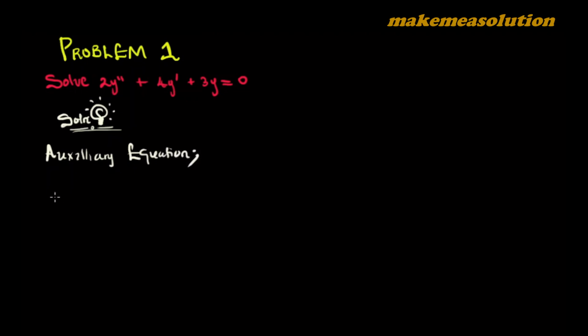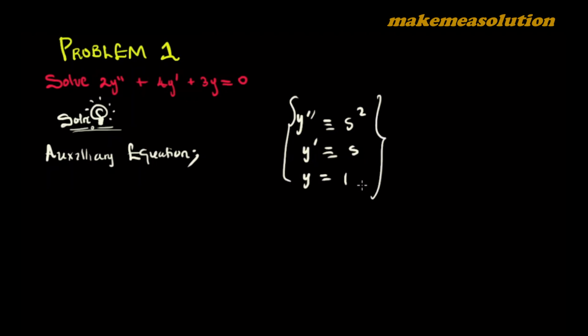The auxiliary equation can actually be gotten by, let me teach you the shortest way of getting it. You're going to replace y prime prime with s squared, you're going to replace y prime with s, and you're going to replace y with 1. So this is the trick. The variable that I'm using for my auxiliary equation is s.